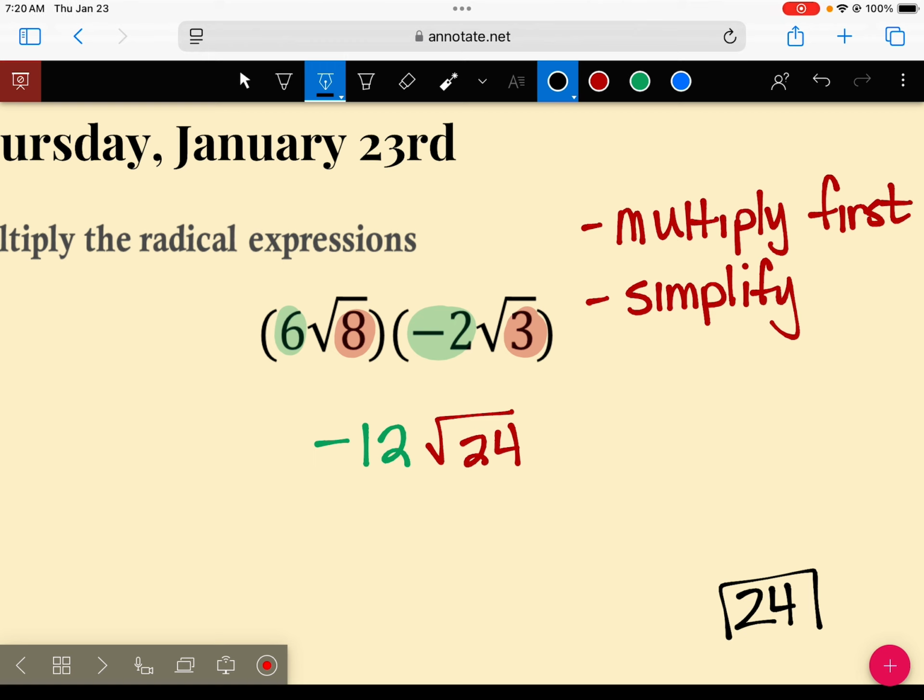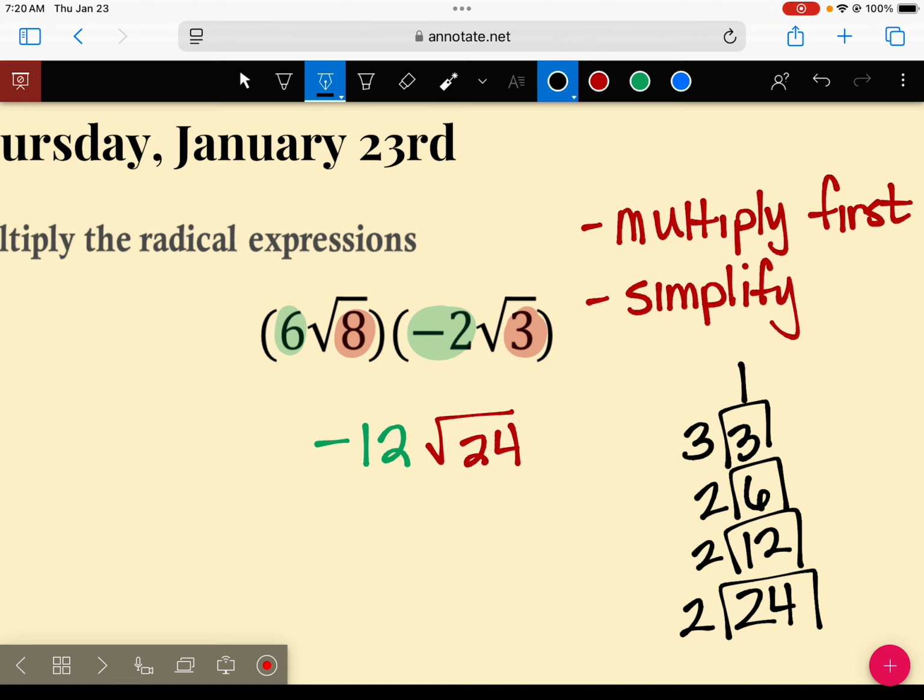So we got 2 goes into 24 12 times. And then 2 will go into 12 6 times. And then 2 goes into 6 3 times. And then 3 would go into 3 1 time.